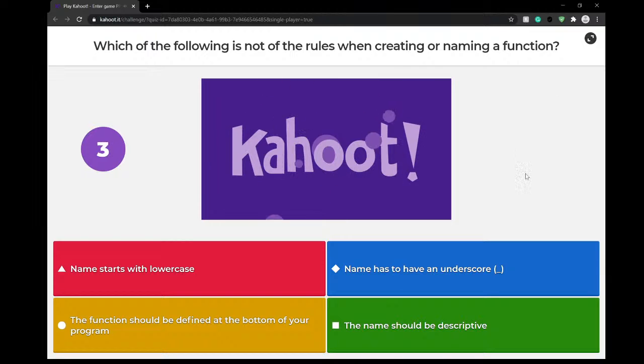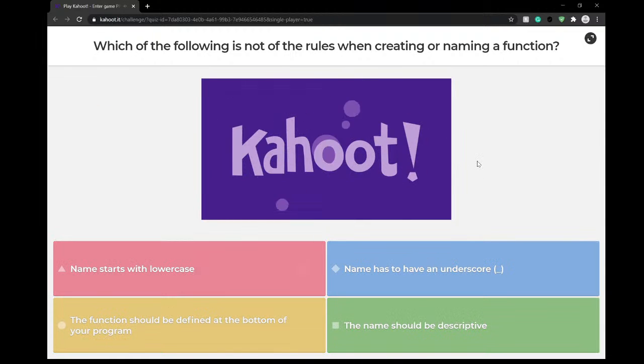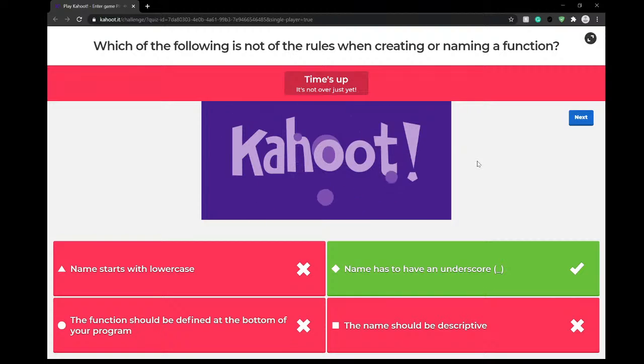I haven't taken the test yet, so. But the answer is, since time has run out, the answer is C. Did I say C? B. Name has to be an underscore. So that is not one of the rules.